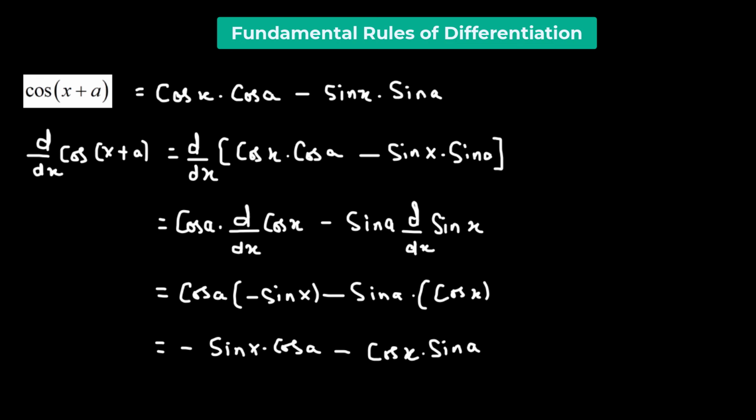Now what we're going to do here is take negative 1 as the common factor. So this negative will become a positive. Now we have sine of x times cosine of a plus cosine of x times sine of a. So this is an identity which is equal to sine of x plus a, so we have negative sine of x plus a. So this is the derivative of cosine of x plus a, which is negative sine of x plus a. Let's move on to the next one.